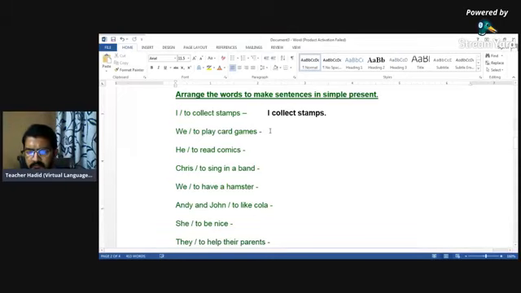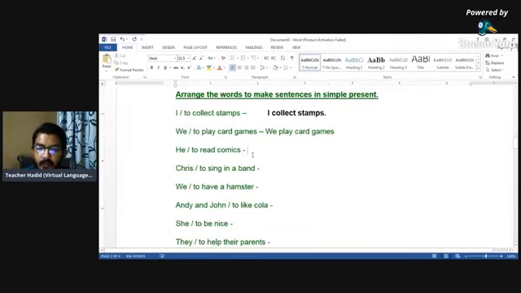1, 2, 3, 4, 5, 6, 7, 8, 9, 10. Easy. So the right answer should be play card games.